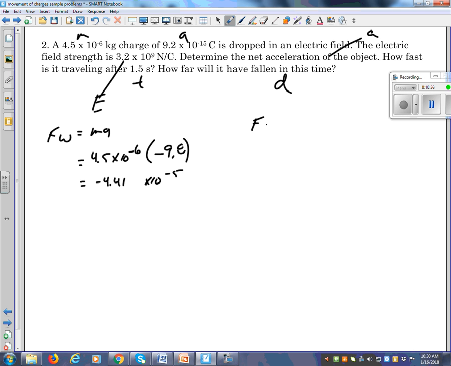Solve for the FE. It's equal to Q times E. The Q is this number here, 9.2 times 10 to the minus 15. The E value, this one here, field strength, 3.2 times 10 to the positive 9. Be careful with positive and negatives on those exponents because the difference between minus 15 and positive 15 is huge.